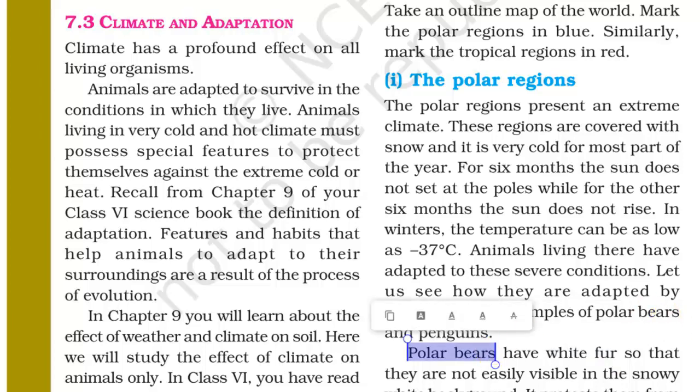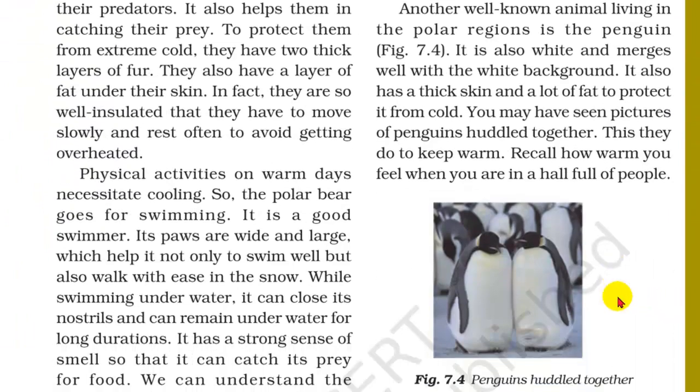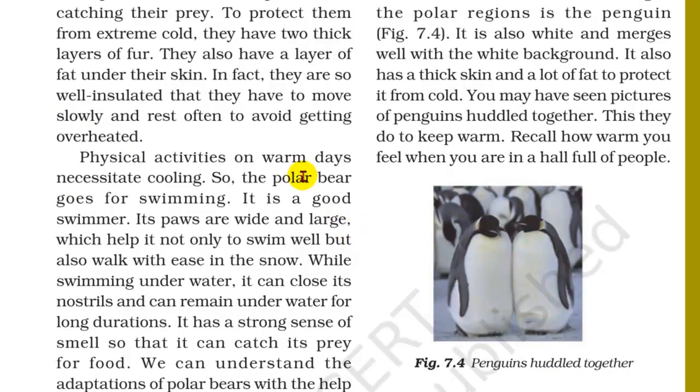In order to protect against the extreme cold, the polar bear has a layer of fat under its skin. That layer of fat under the skin is known as blubber. Since the polar bears have a layer of fat under the skin and the fur, they are so well insulated that they have to go slowly and rest in order not to overheat their body.